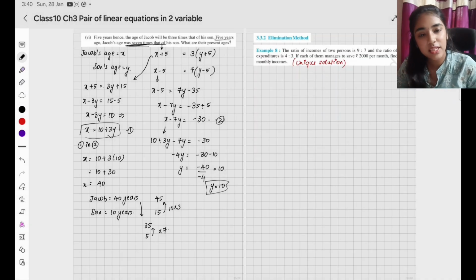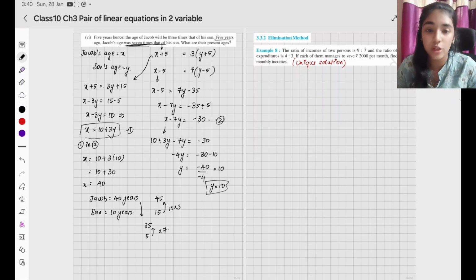Okay, so with this we are done with the substitution method. இப்போ அடுத்த method என்ன? It is going to be elimination method. So that is also a very easy method. Elimination கத்துக்கிட்டீங்கன்னா substitution வந்து நீங்க போடவே மாட்டீங்க.